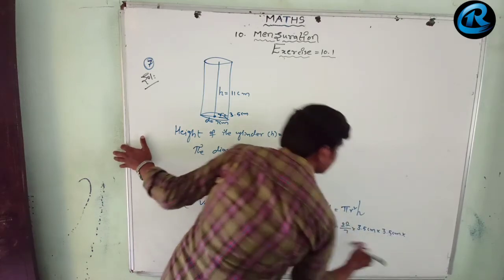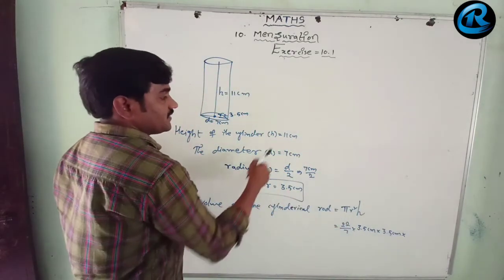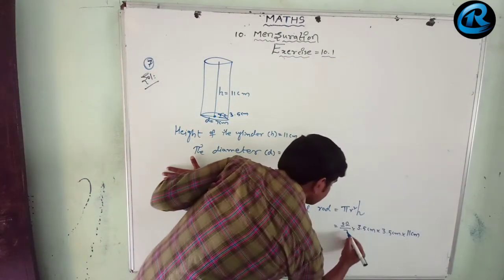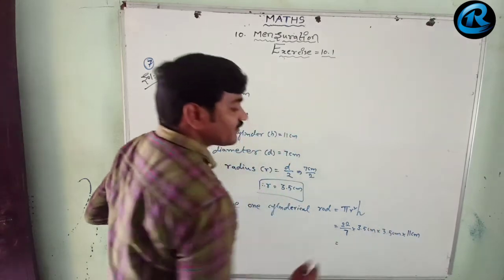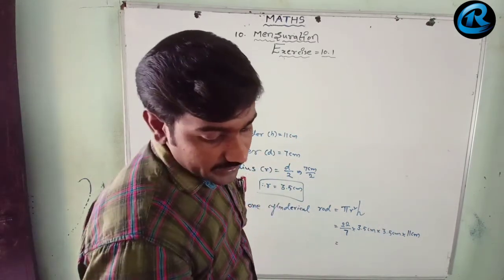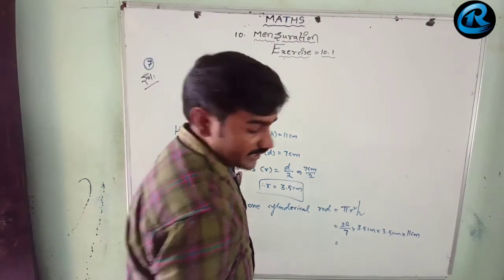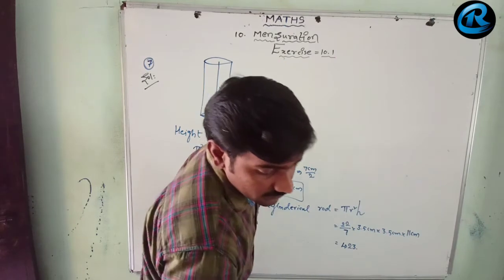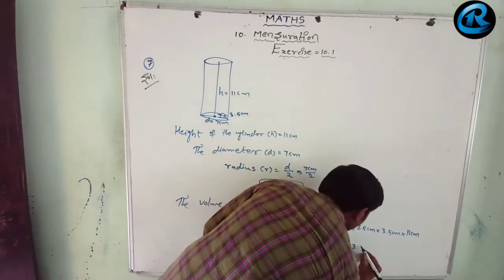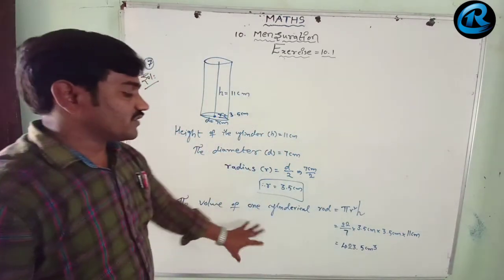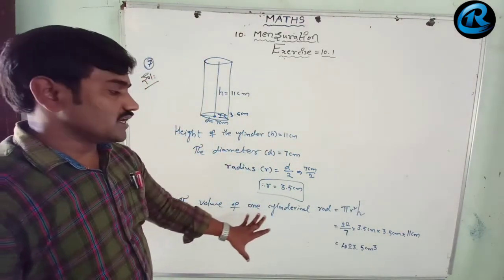Why? It is r square. H, the h is 11 centimeter. Now when you multiply this all and cancel by 7, you will get 423.5 centimeter cube. And this is the volume of the one cylindrical rod.